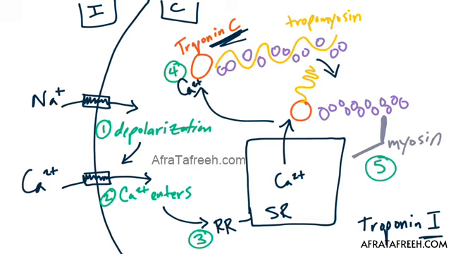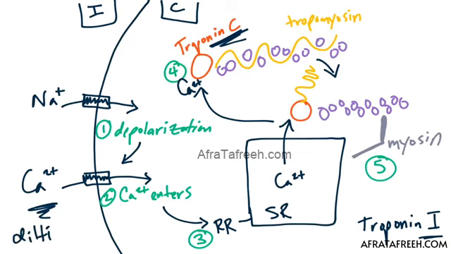Okay, here's another question. What drugs block the L-type calcium channel that I've drawn here? Non-dihydropyridine calcium channel blockers. That's a class of drugs, and they include drugs like diltiazem and verapamil. So again, both of these drugs block the L-type calcium channels.